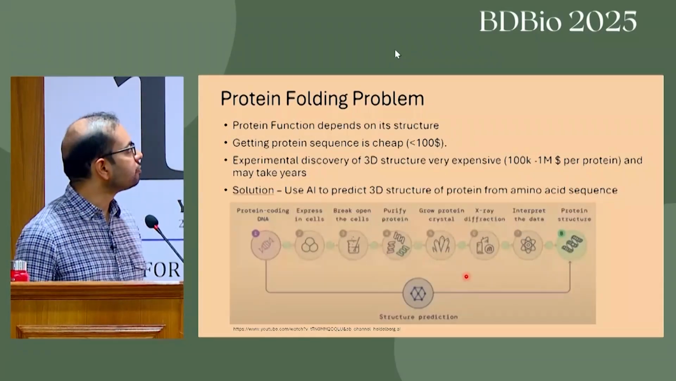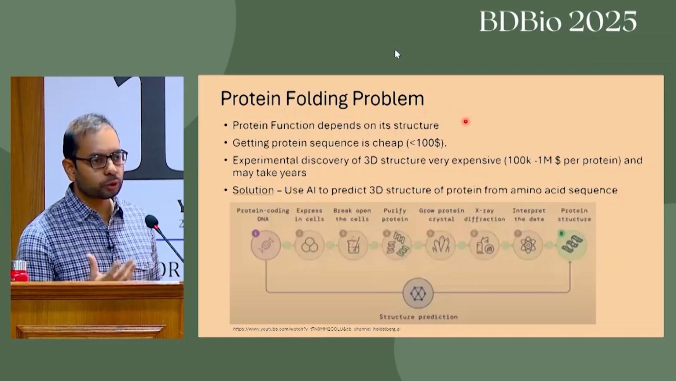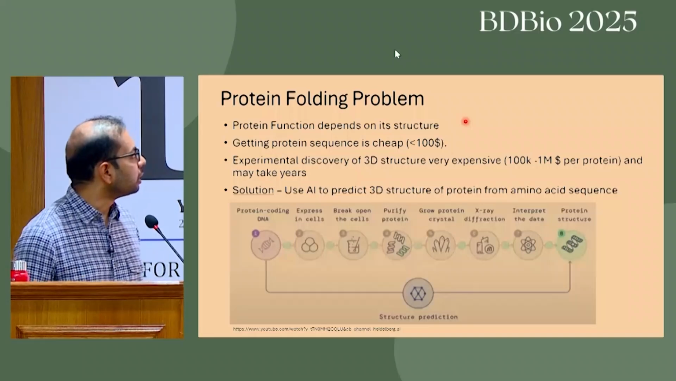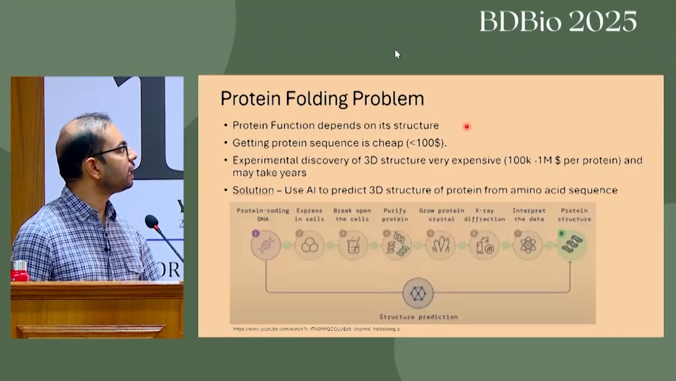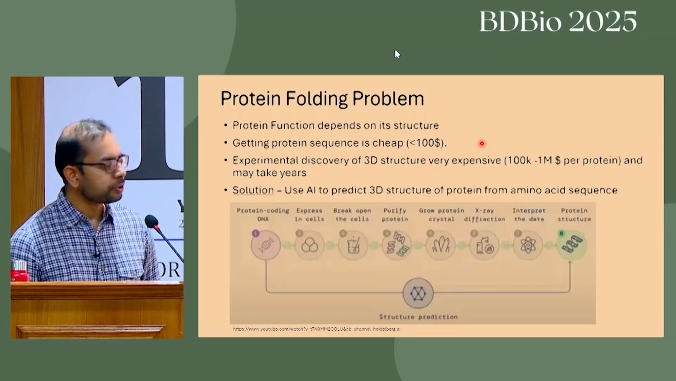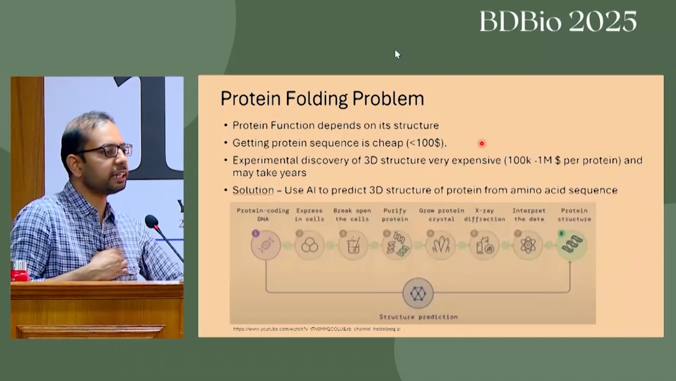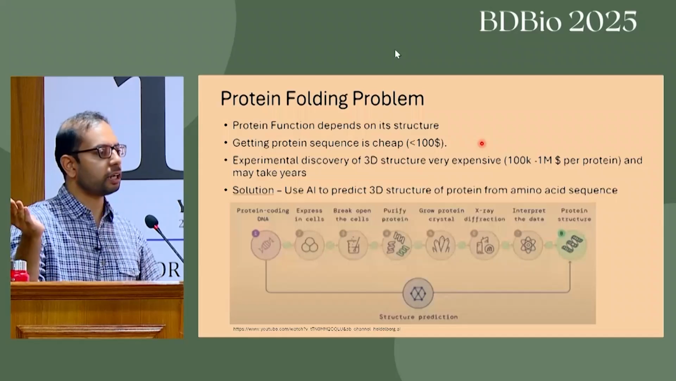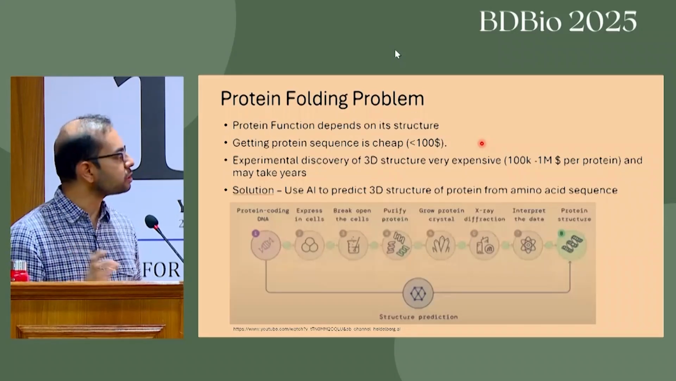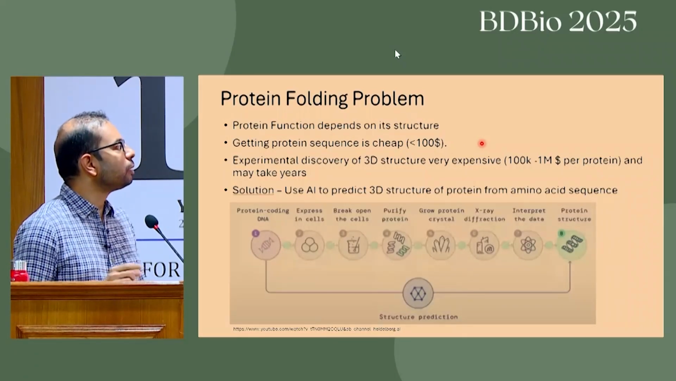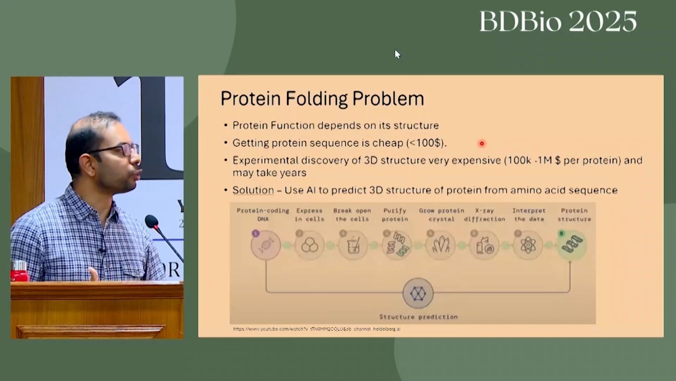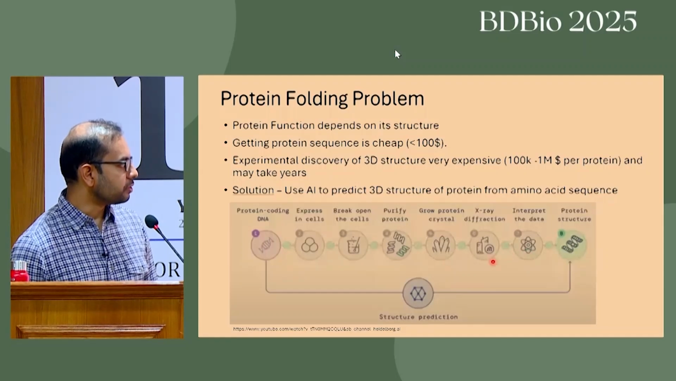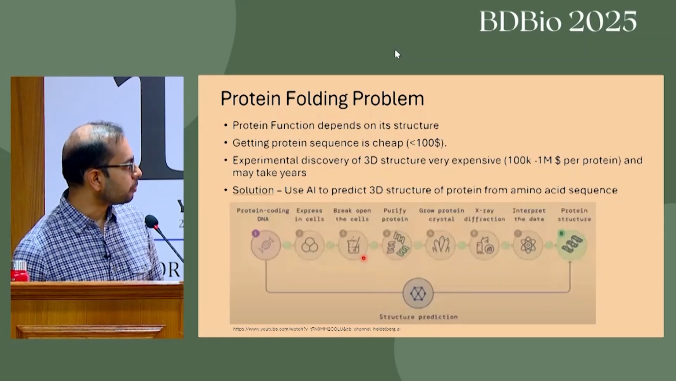Since the protein function depends on its structure, we would like to know what that structure is, right? So that we can do more with the proteins. The situation is that getting a protein sequence is fairly cheap. You can, for example, sequence the DNA, get the corresponding RNA, it's a one-to-one correspondence, and get the corresponding amino acid sequence, again one-to-one correspondence, fairly cheap. But experimental discovery of the 3D structure of a protein is very, very expensive, and you can see this is a whole process here, which is X-ray crystallography based.